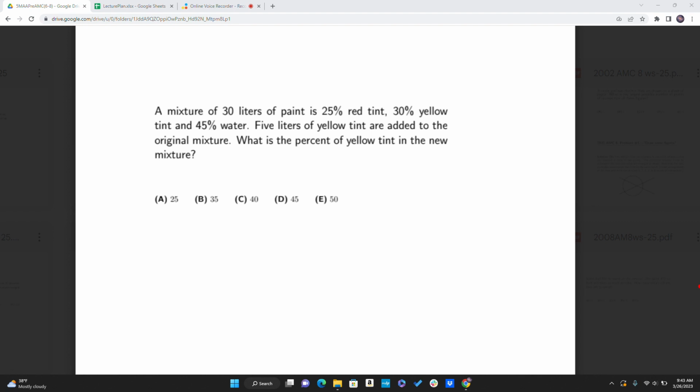So a mixture of 30 liters of paint is 25% red tint, 30% yellow tint, and 45% water. Okay, 5 liters of yellow tint are added to the original mixture. What is the percent of yellow tint in the new mixture?